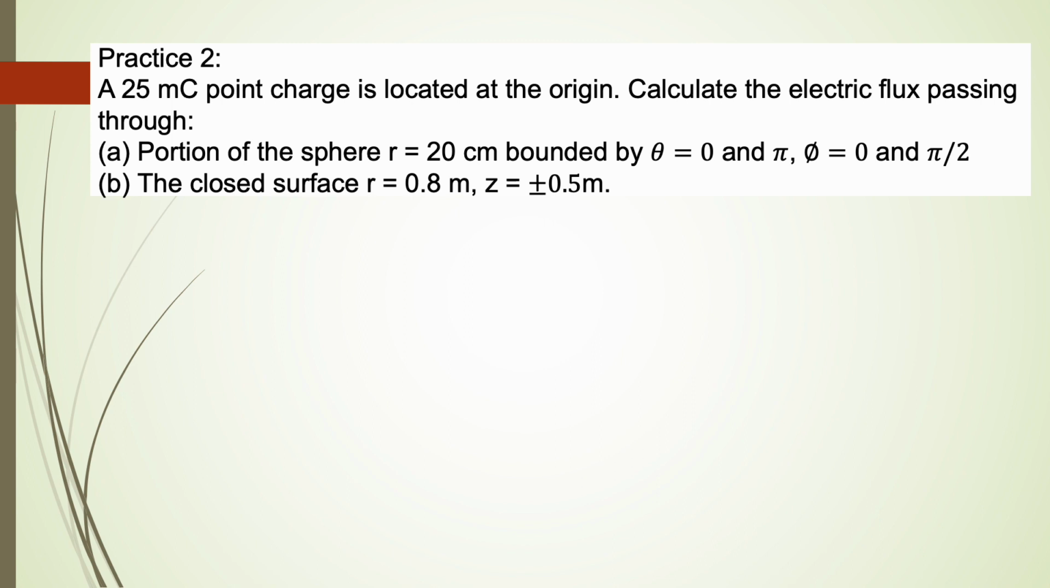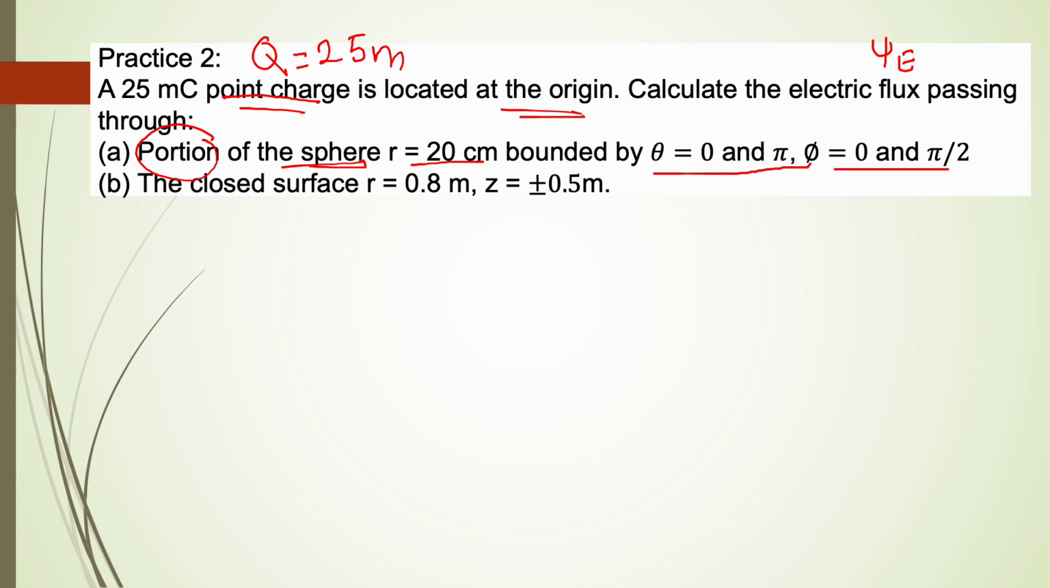Now we need to illustrate this. So we have a point charge here, and the Q value is 25 milli. It is located at the origin, and we need to find the flux through a surface that will be a portion of a sphere. It is not a full sphere, only a portion of a sphere, where r is given as 20 centi, theta is from 0 to pi, and phi is from 0 to pi over 2.